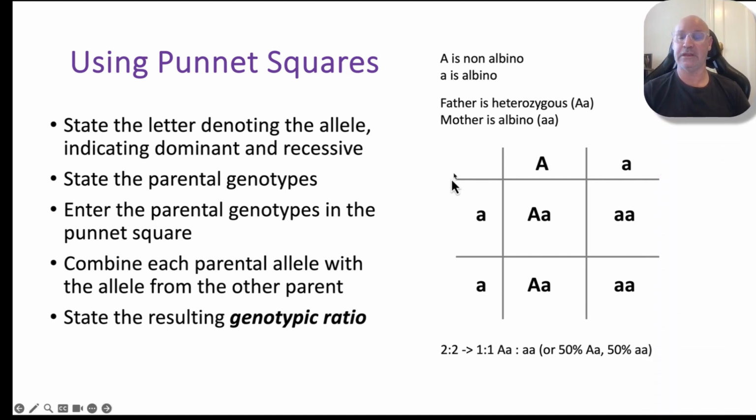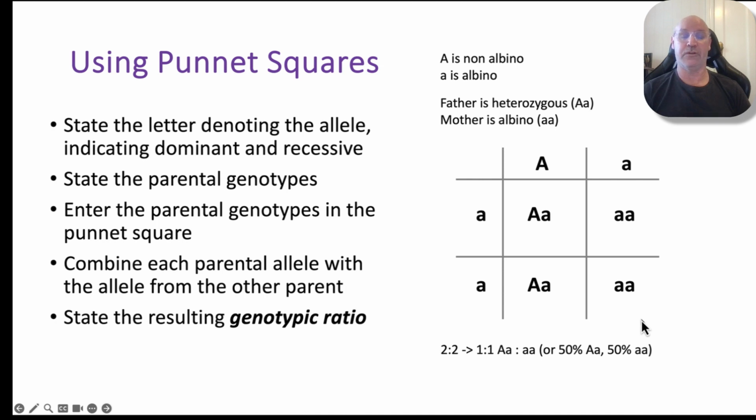There's a couple of ways we can express this. We can say 2 to 2, but we can simplify that to 1:1, and then we say what that ratio is: the heterozygous to the homozygous recessive. Or we can say it's 50% heterozygous, 50% homozygous.